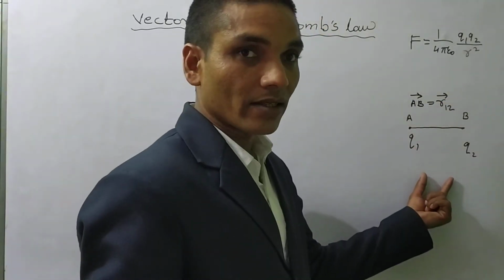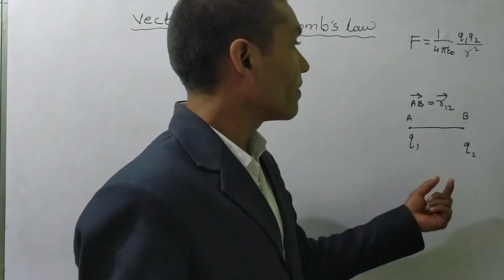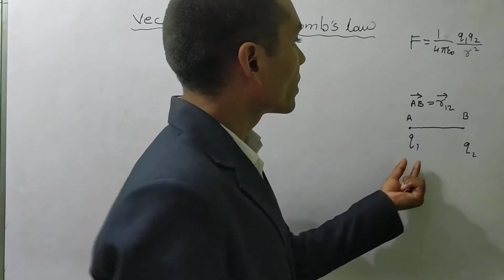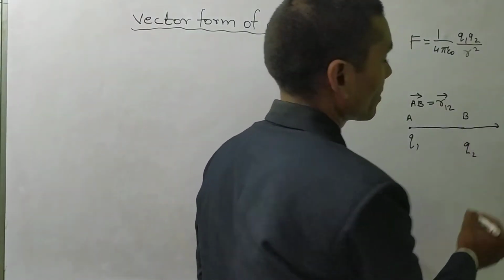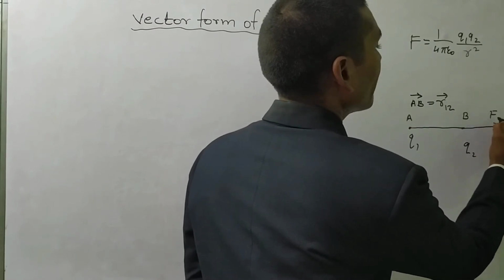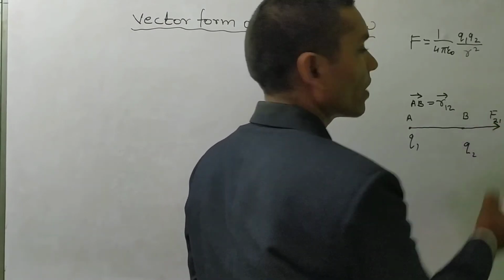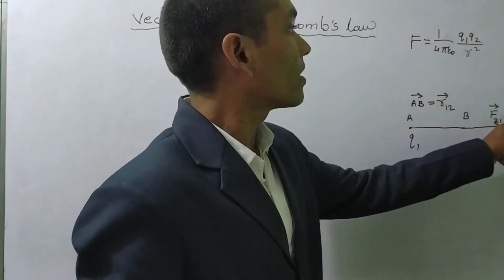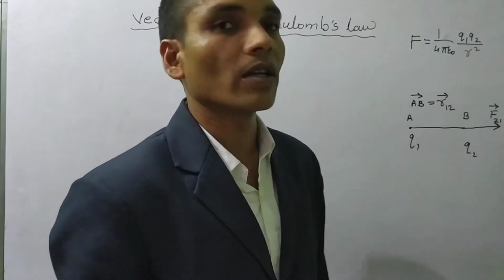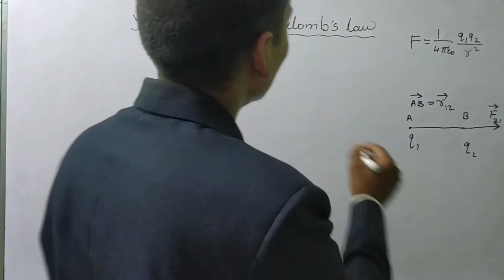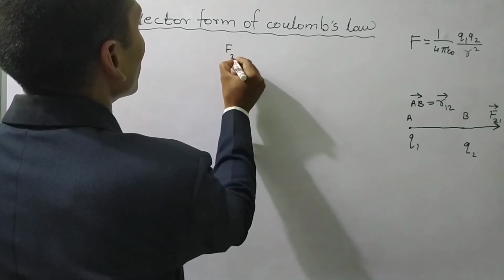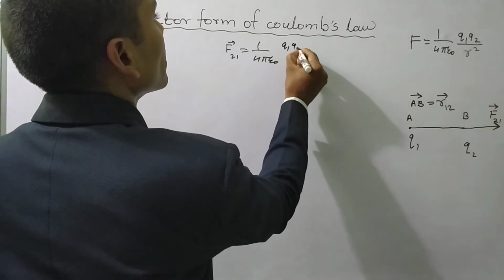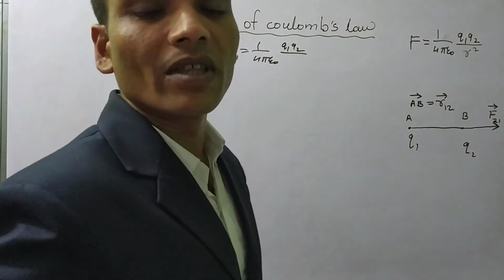These are like charges, so they will repel each other. Now the repulsive force on Q2 due to Q1 will be along this direction, and this force will be F, the force on the second charge due to the first charge. Because force is a vector quantity, there will be an arrow upon the F21. Now the formula of this force, vector F21, will be 1 upon 4 pi epsilon naught Q1 Q2 upon the square of the distance.